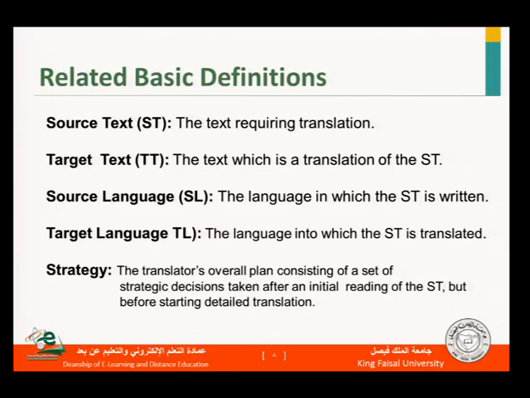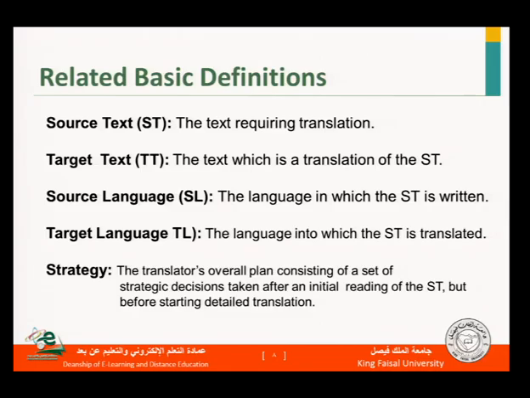Okay. Source text, the text requiring translation. Target text, TT, the text which is a translation of the source text. ترجمة للنص المصدر. Source language, the language in which the source text is written. Target language, the language into which the source text is translated. Strategy. What is strategy? The translator's overall plan consisting of a set of strategic decisions taken after an initial reading of the source text, but before starting detailed translation.